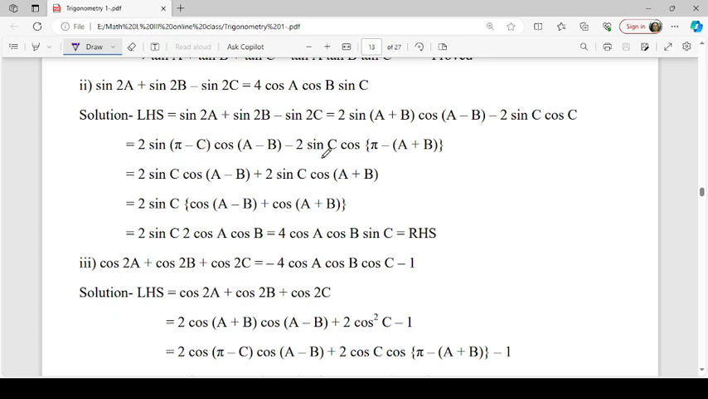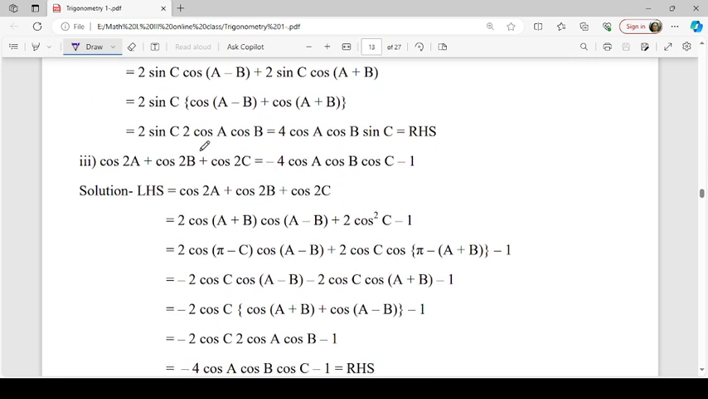So this sin C we will take common, and this cos C we write as minus cos of A plus B, so that we can apply the formula for cos of A minus B minus cos of A plus B. So this is 2 sin C taken common, then this cos of A minus B, and cos of pi minus theta is minus cos theta, so it is plus cos of A plus B. Then it is again this formula cos C plus cos D, and this gives us 2 cos A cos B. So result is this, 4 cos A cos B sin C.